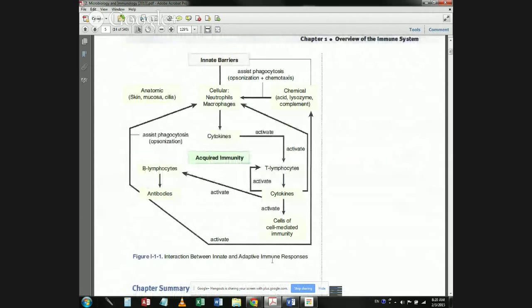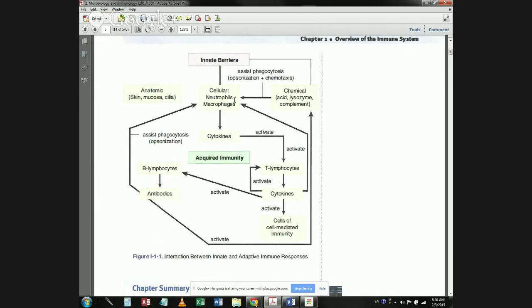Here's a little interaction between innate and adaptive immune responses. So you have the innate barriers, which are anatomic, chemical, environmental. Here they are: anatomic, skin, mucosa, cilia, things of that nature. And then you have the cellular neutrophils and macrophages activating and releasing cytokines. They are also chemical, such as acid, lysozyme, complement. Anyway, they assist the phagocytosis and opsonization plus chemotaxis.